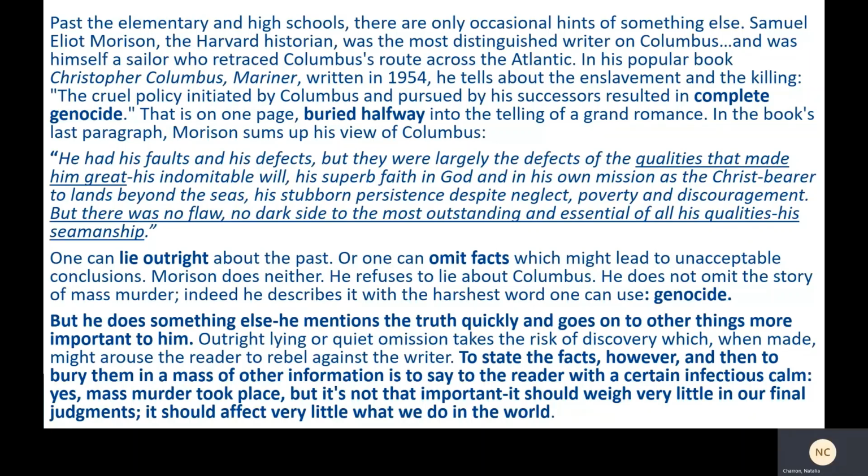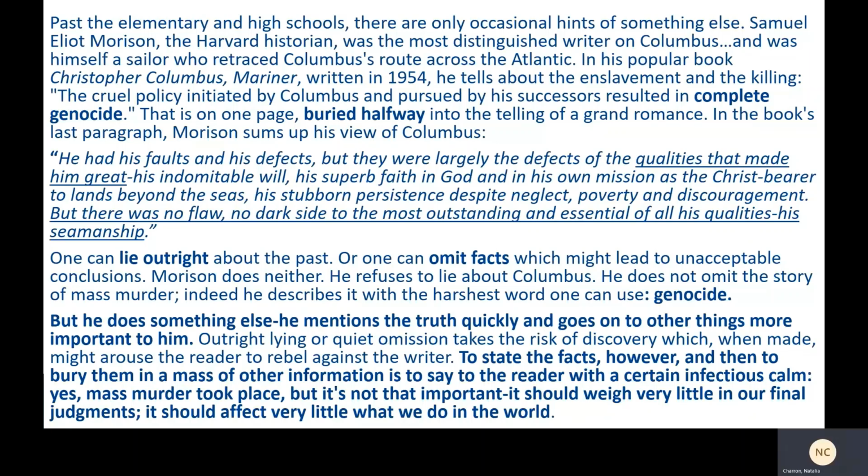Now, one can lie outright about the past, or one can omit facts, so leave facts out, that might lead to unacceptable conclusions. And Morrison does neither. He refuses to lie about Columbus. He does not omit the story of mass murder. Indeed, he describes it with the harshest word one can use: genocide. But he does something else. He mentions the truth quickly and goes on to other things that are more important to him.